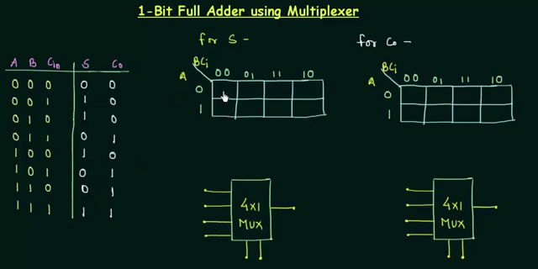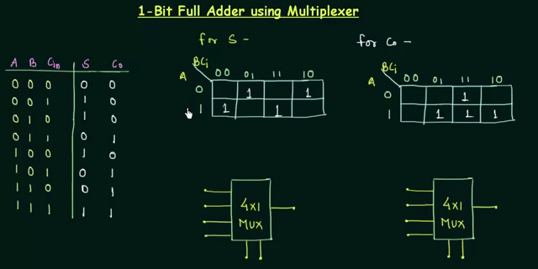So we have 0, then 1, then 1, 0. I'm not writing down the zeros. Then 1, 0, 0, 1. So again, this is a checkerboard configuration, you can see, and we will do the groupings later. First, let's fill this map for the carry output. 0, 0, 0, 1, then 0, 1, 1, 1. Fine. So this is how it looks.